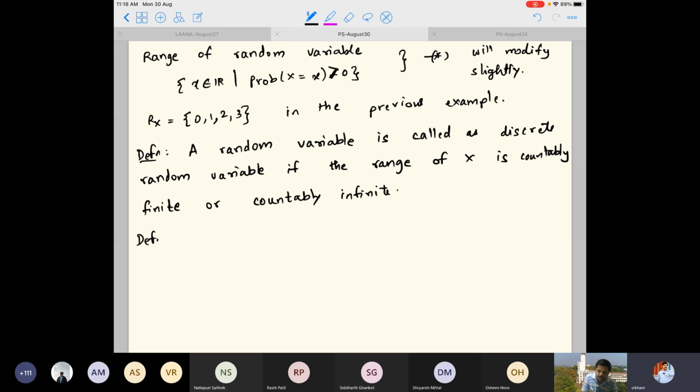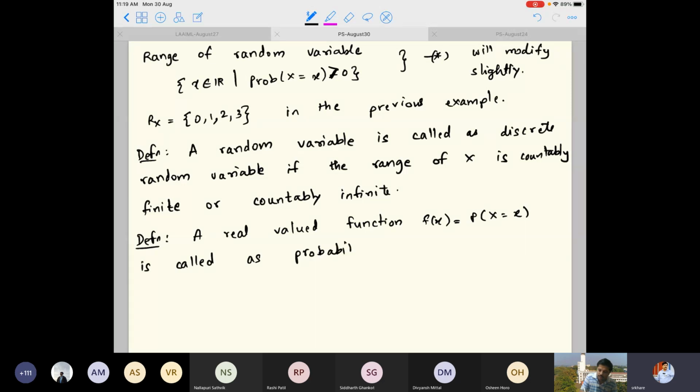And there is another thing that you can define right away, looking at what we have done. So you can define a real valued function f_X(x) equal to the probability that X is equal to x, which is called the probability mass function, PMF, of the discrete random variable X.